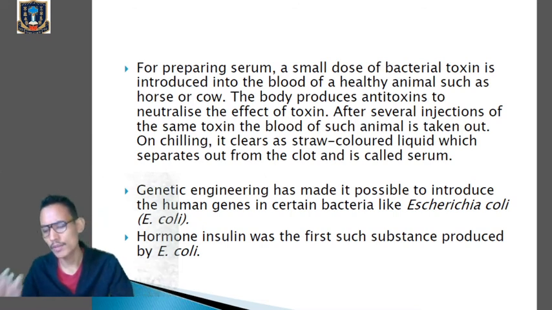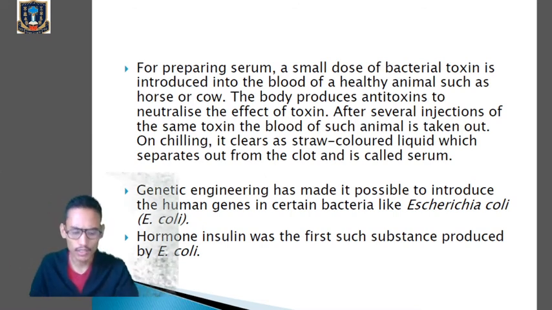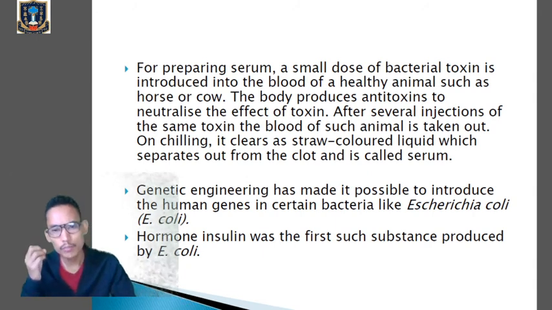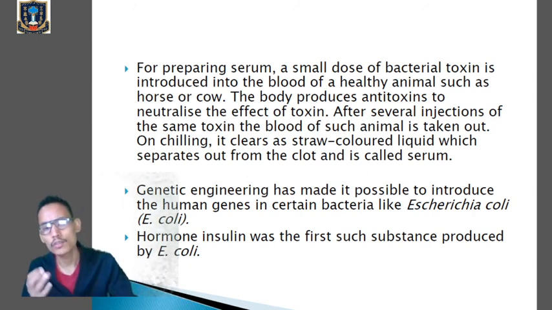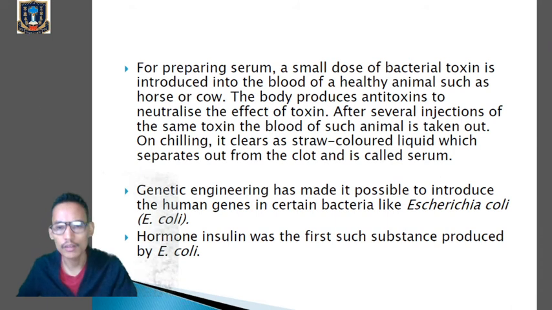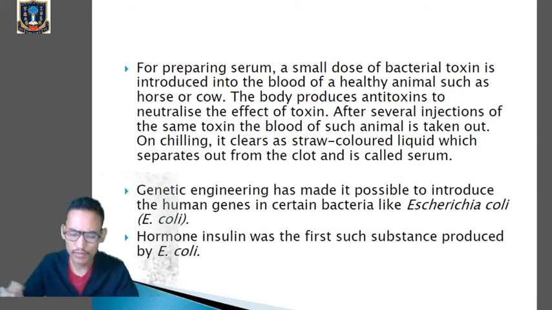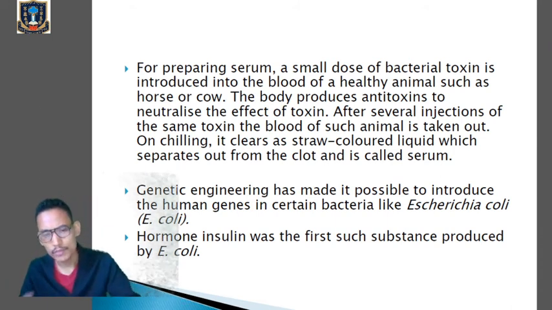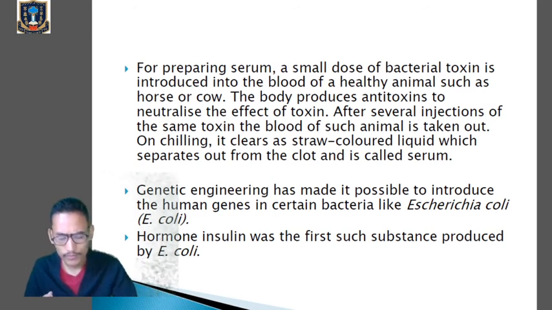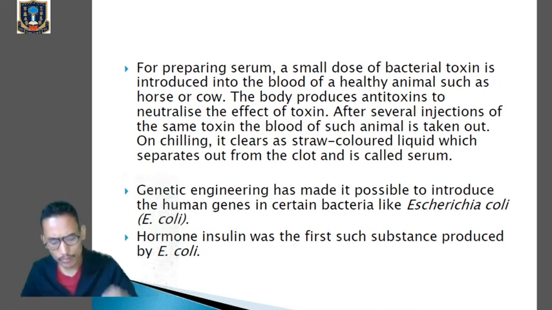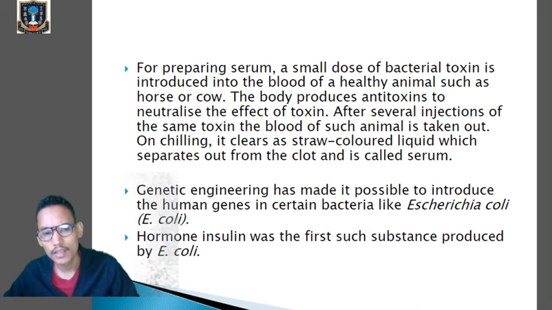The modern advancement in the field of biology, biotechnology, or genetic engineering has also made it possible to introduce the human gene into certain bacteria like Escherichia coli or E. coli. In this way, you can make different types of useful products for human beings. For example, the hormone insulin, which is used for the treatment of diabetes, was first produced with the help of genetic engineering using E. coli or Escherichia coli.